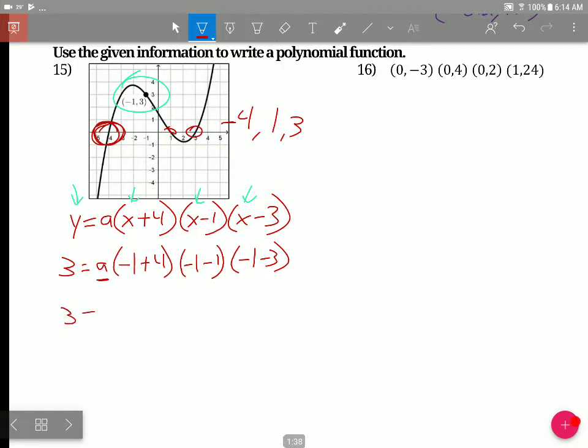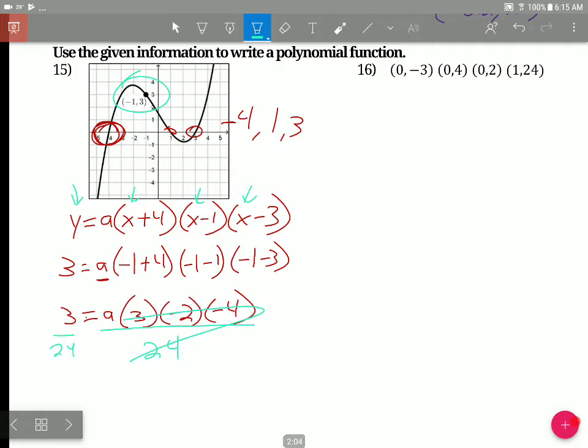So 3 equals a times 3, negative 2, negative 4. Which, 3 times 2 is 6, 6 times 4 is 24. Yeah, it's 24. So I'm going to divide the whole thing by 24 in order to cancel that out. And 3 over 24 reduces down, they're all divisible by 3, so that's 1 over 8 equals a.